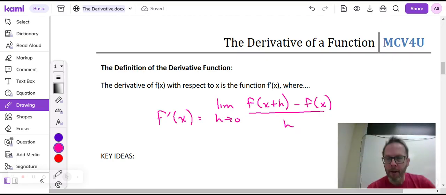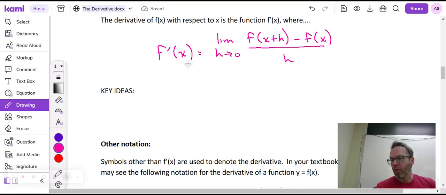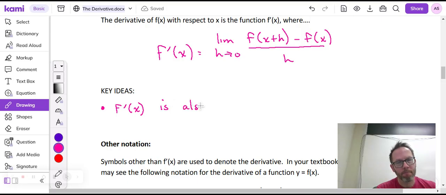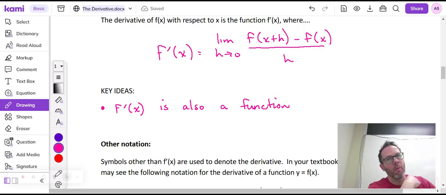I have 2 key ideas here. The first is this. I'll just write it out instead of typing it out. The first is that the derivative of a function is also a function. So we found the derivative of 4x squared, and we got 8x. It was a linear function.